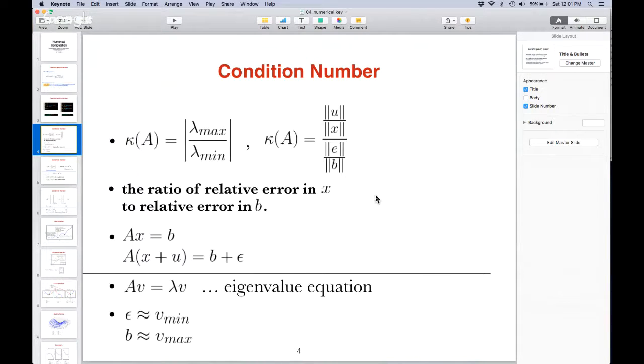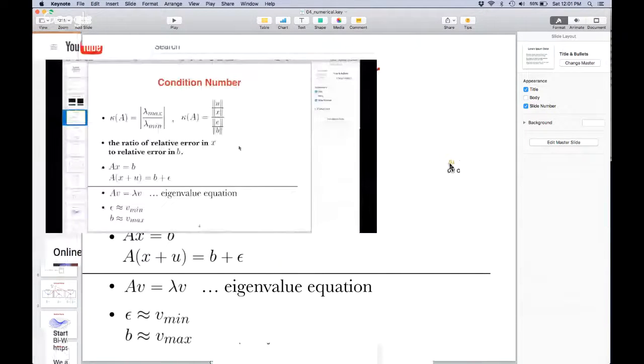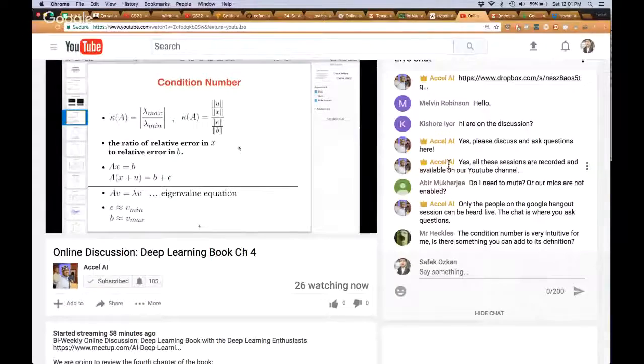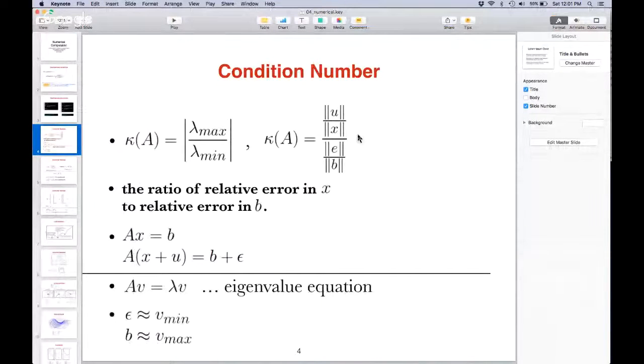Are there any other questions maybe from the chat, or do you think there's anything else you could cover about the condition number? Maybe. Sure, I can go through it again.